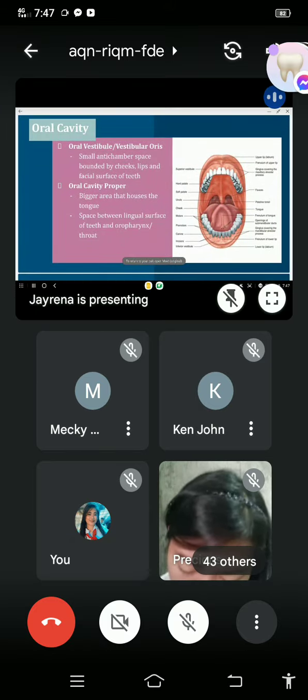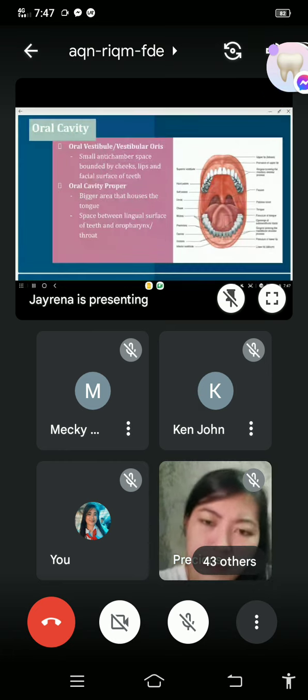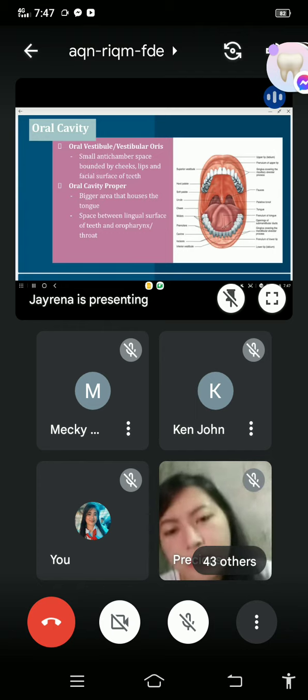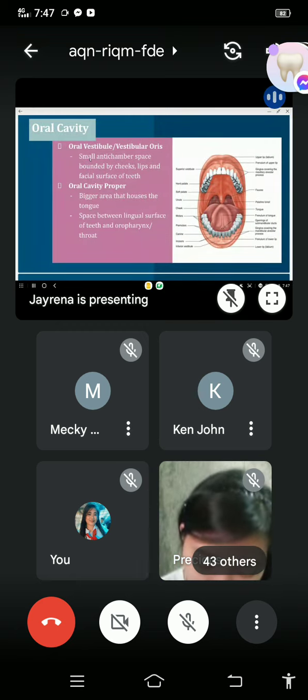Okay. So the oral cavity is divided into two major areas. You have your oral vestibule, or in other terms, the vestibulum oris, and you have the oral cavity proper. So, Doc, ano yung oral vestibule? Ano naman yung oral cavity proper?